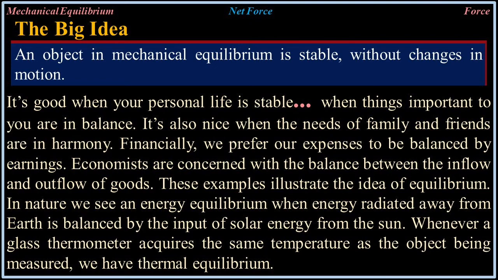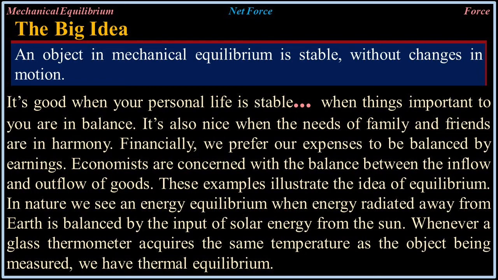The big idea: an object in mechanical equilibrium is stable, without changes in motion. It's very good when your life is stable, when things important to you are in balance. It's also nice when the needs of family and friends are in harmony. Financially, we prefer our expenses to be balanced by earnings. Economists are concerned with the balance between the inflow and the outflow of goods. These examples illustrate the idea of equilibrium.